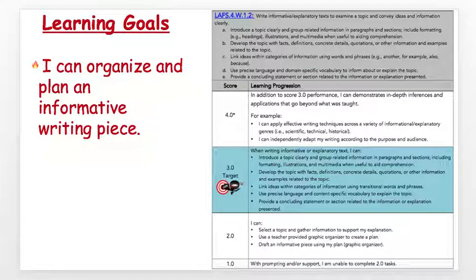So think about where you are on this scale after we've gone through this process of planning our writing. Do you think you could do this on your own? Do you think you need more help with it? How do you feel about planning an informative writing piece?